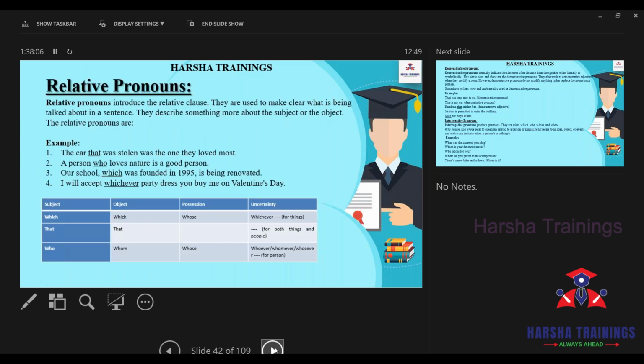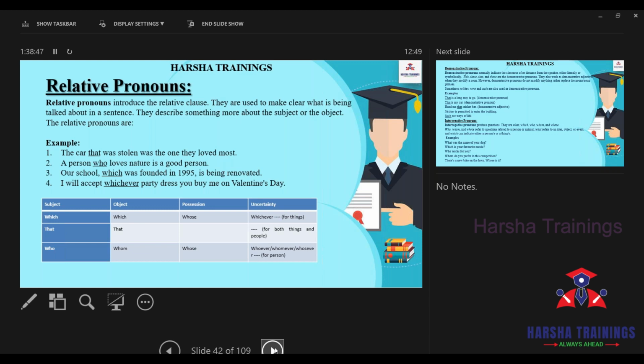Next, relative pronouns. They introduce a relative clause. They are used to make clear what is being talked about. For example, the car that was stolen by the one they loved most. That is a pronoun, right? So what is it relating to? The car. Here, that means the car. The car that was stolen, right? So that is redirecting to the car. Understood? Everybody? Any doubts?